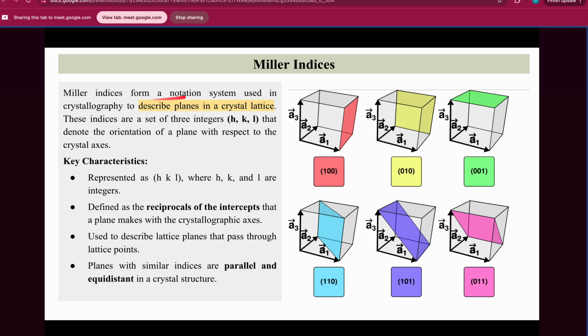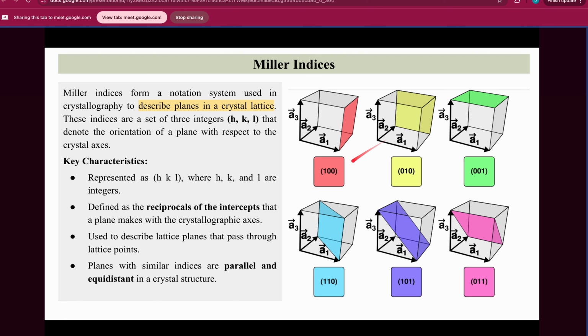When we say Miller indices, this is a notation system used in crystallography to describe the planes in the crystal lattice. These planes are defined after getting the diffraction pattern. At that time we use Miller indices, and these are a set of 3 values. Previously we had the a, b and c distances, but in this case, with Miller indices, we have h, k and l, which denote the orientation of a plane with respect to the crystal axes. So if these are the crystal axes, then what is the orientation of the plane? If we consider a first, second and third position, the position which is connecting to this plane will get the value of 1 and the others will get the value of 0.